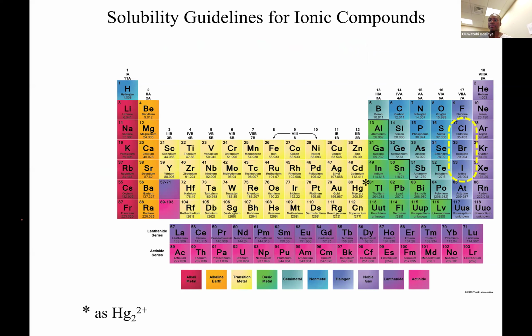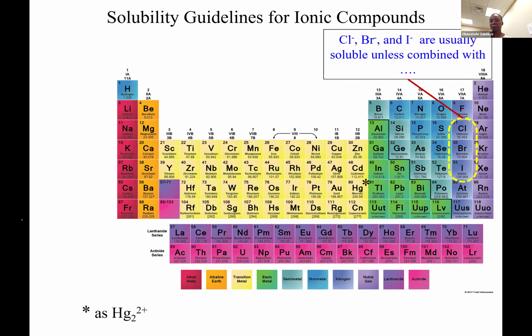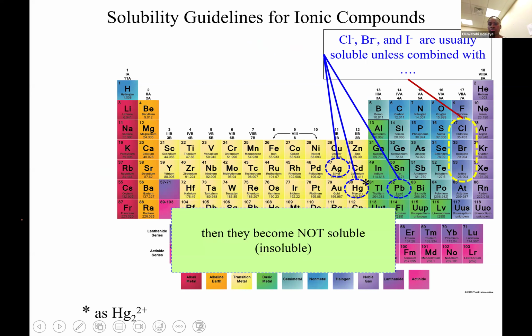Halides, so chloride, bromide, iodide, when they combine with most things, we assume they're soluble unless they combine with mercury, lead, and silver, then it becomes insoluble.